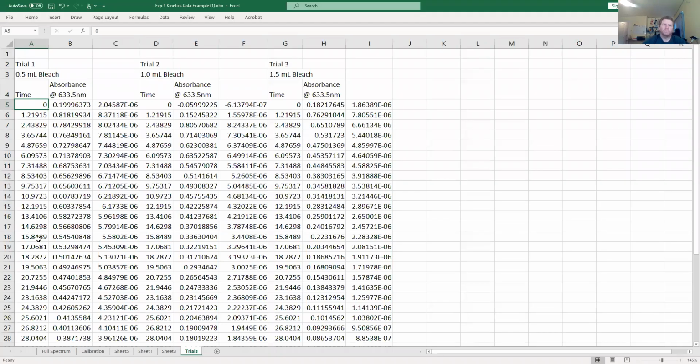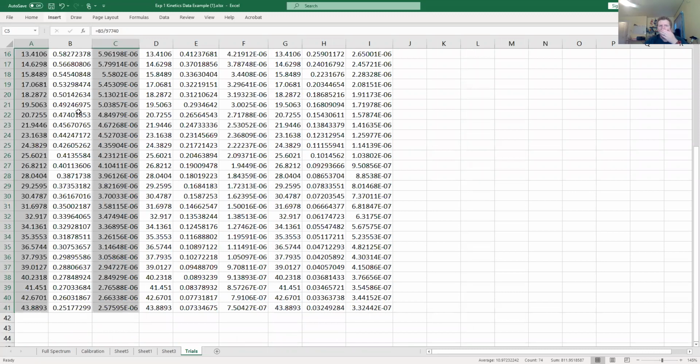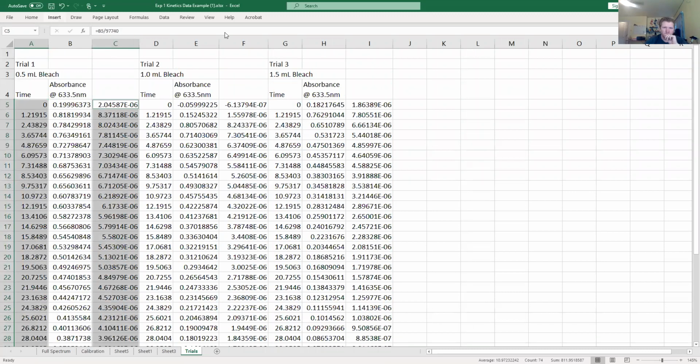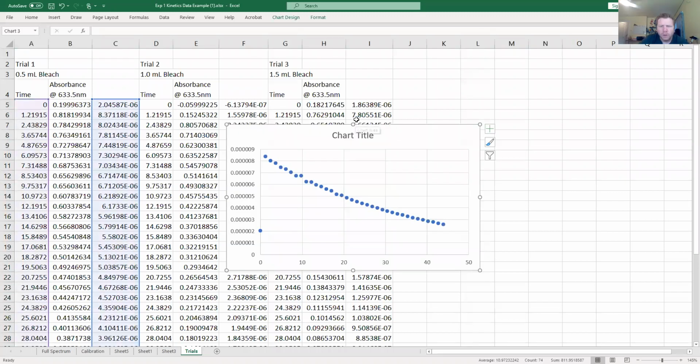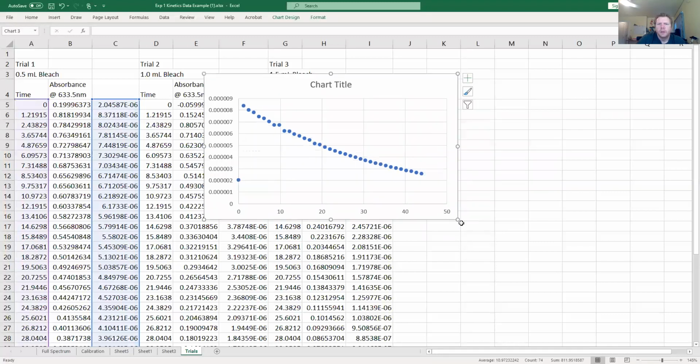So my purpose in doing this first graph, I went ahead and erased everything, is to ultimately determine the order of my reaction. So I'm going to highlight all my time points, and then hitting Control, I'm going to select this other data set here. There we go. I'm going to go to Insert and Scatter Plot.